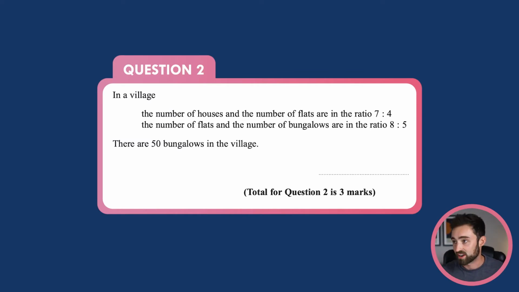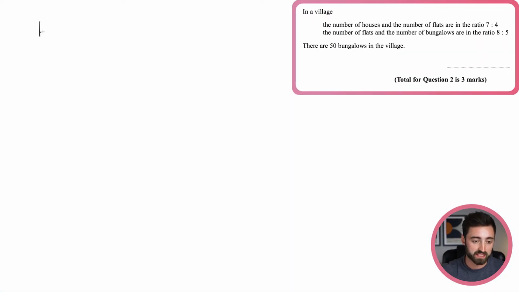So we've got a village, right? The number of houses and the number of flats are in the ratio 7 to 4. Let's get a bit of this down. So we've got house to flat is 7 to 4. And then flats to bungalows is 8 to 5, okay?